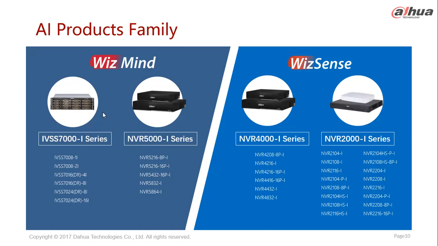For the IVSS AI products family, remember, when we're talking about AI products, we're talking about products with the postfix of I in the naming. So if you see IVSS, all of these have -I. So the products family for the AI products family include IVSS 7 series with the I, IVS NVR 5 series with the I at the end, or WizSense series of 4 series 2 with the I.